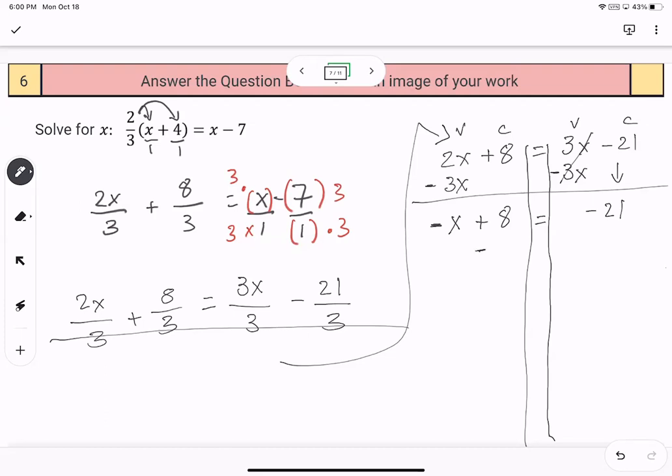Now I subtract 8 to both sides because I want all the constants together. We have negative x is equal to negative 29. Now we're going to divide, because we have negative x. We want to have positive x. We're going to divide by negative 1 to both sides. So when you divide by negative 1, x is equal to positive 29.